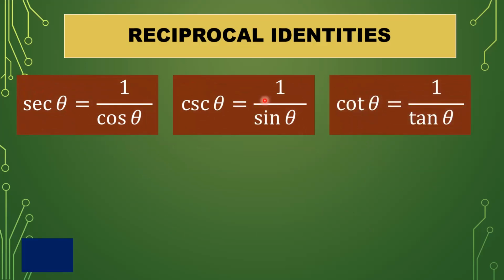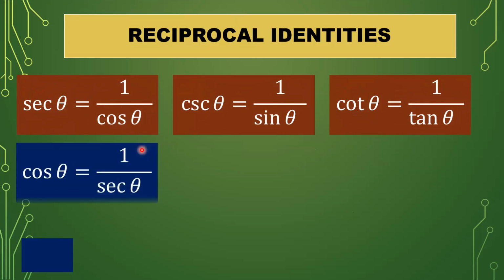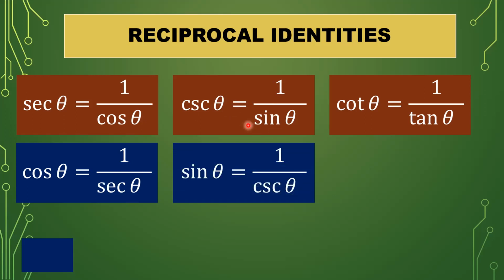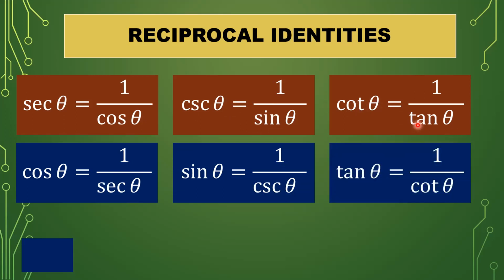Also, cotangent theta is 1 over tangent theta. Take note this has other versions. Hindi tayo nakafix sa ganitong version. Pwede mag-swap itong dalawang to. So, pwede nating sulat as cosine theta equals 1 over secant theta. Similarly, ito din pwedeng mag-swap. So, sine theta is equal to 1 over cosecant theta. Itong ding dalawang to pwedeng mag-swap. So it's tangent theta equal to 1 over cotangent theta.